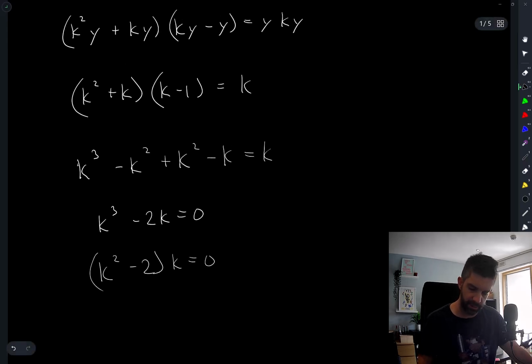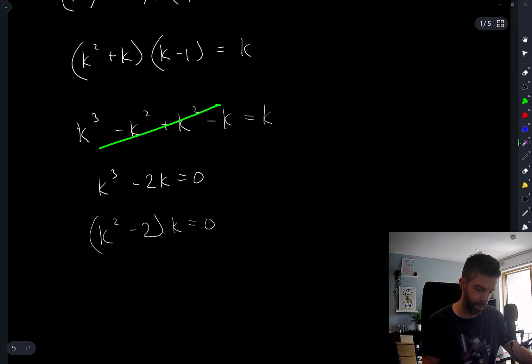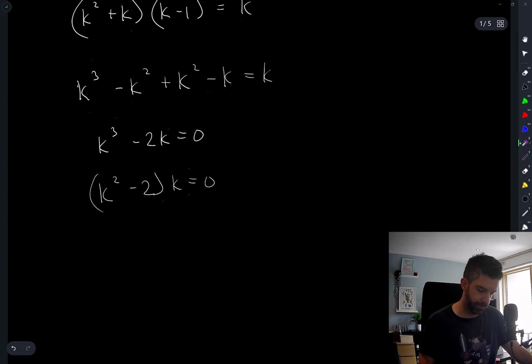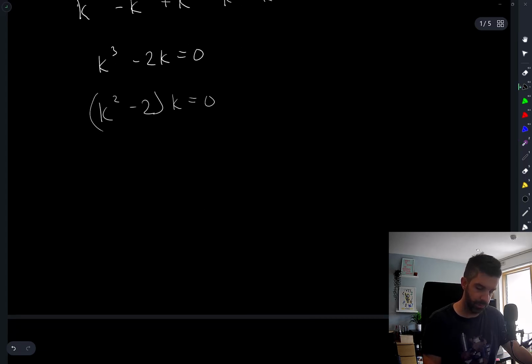Let me make sure I did the algebra correctly here. I went through that a little bit quick. k cubed minus k squared plus k squared minus k equals k. Those are gone. Yeah, so this is right. Okay, so k is equal to 0, root 2, or negative root 2. So the answer is D.